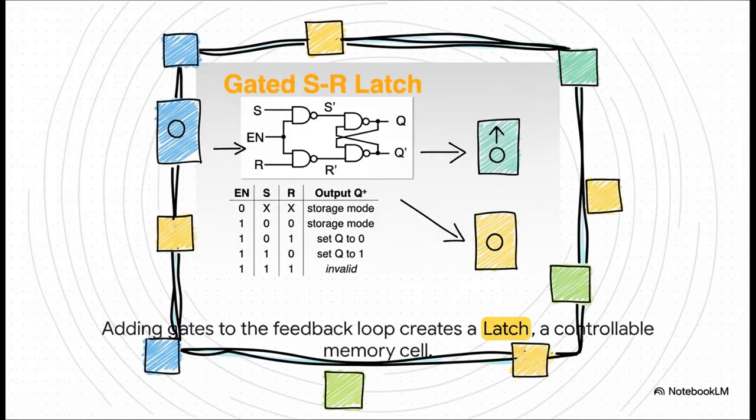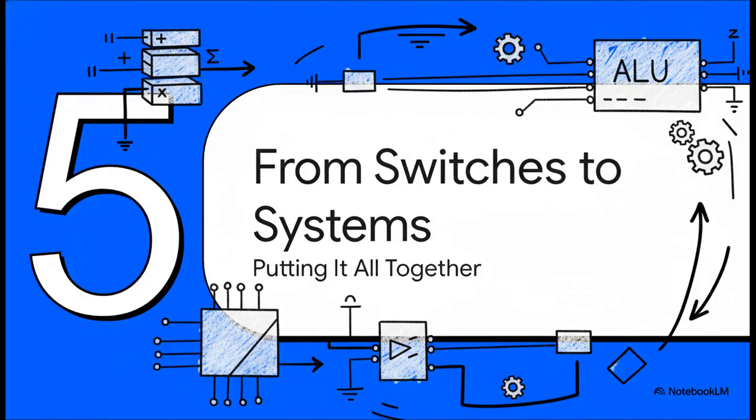Now, obviously, a memory cell you can't ever change isn't super useful. So the final piece of this puzzle is to add some logic gates into that feedback loop. This gives us control. It gives us inputs that let us set the memory to a 1 or reset it back to a 0. And this controllable memory cell is called a latch, and it's the fundamental piece of all computer memory.